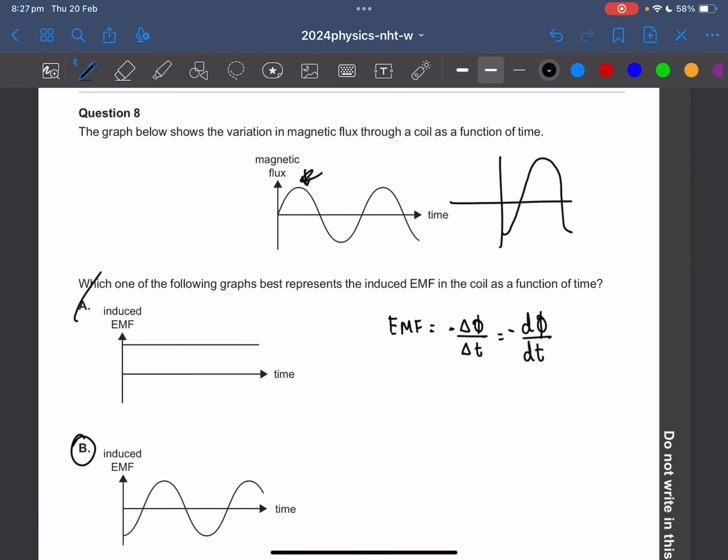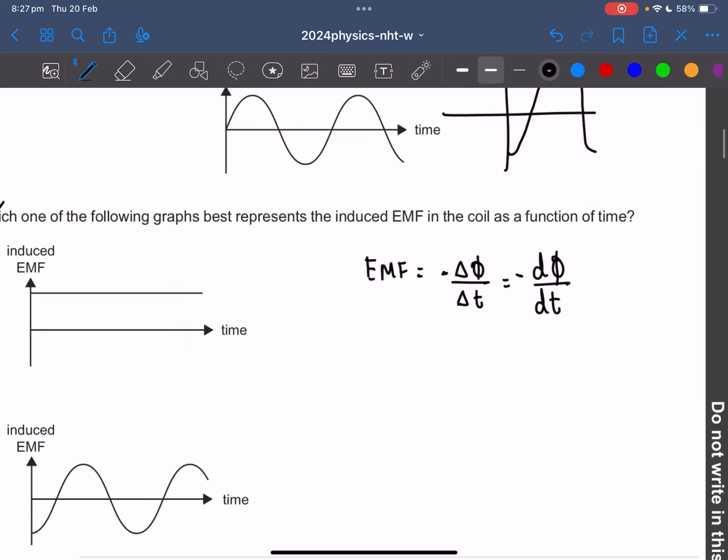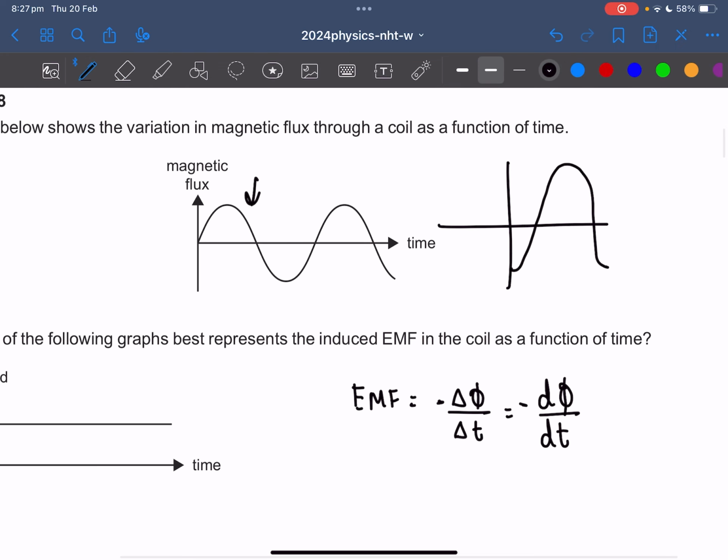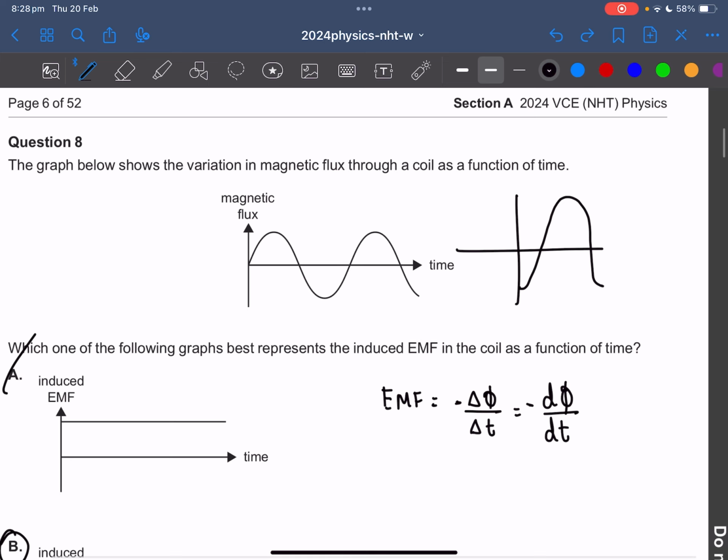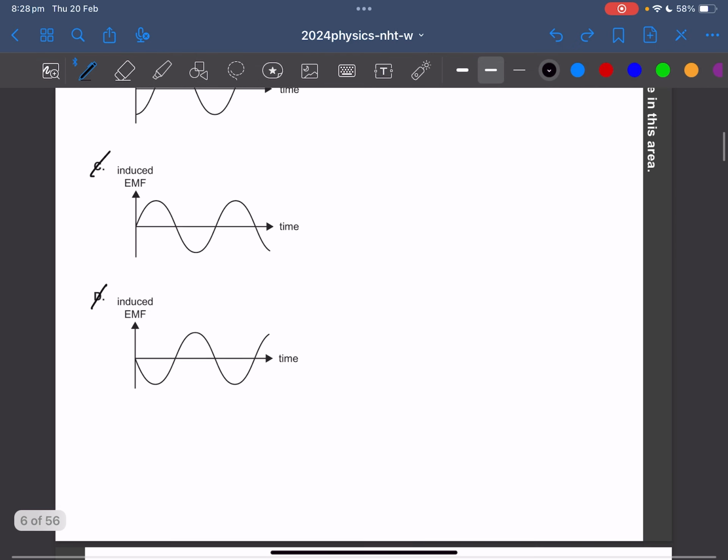And yeah, just think of this as a sine function because it does look like a sine of x. If you differentiate that, you get cosine, but since we are looking for the negative differentiation, it will become negative cosine, and negative cosine looks like this. Okay, hopefully this made sense. All right, let's move on to the next question.